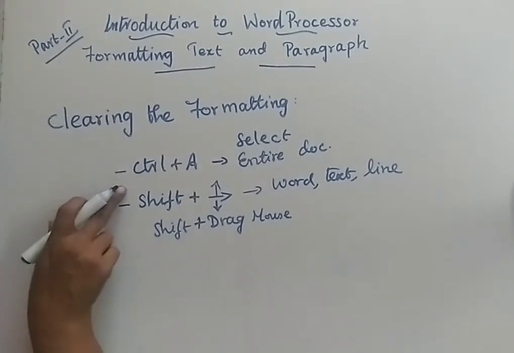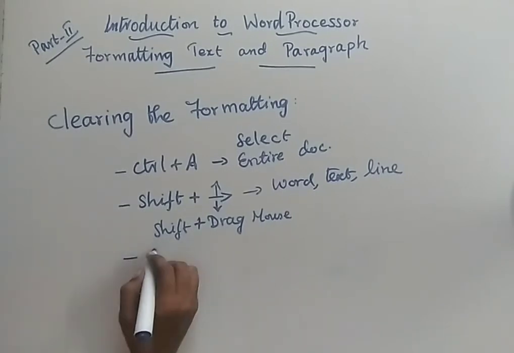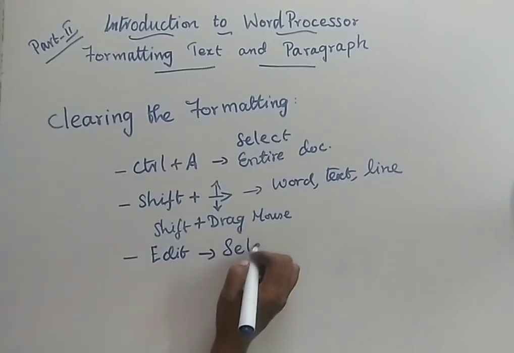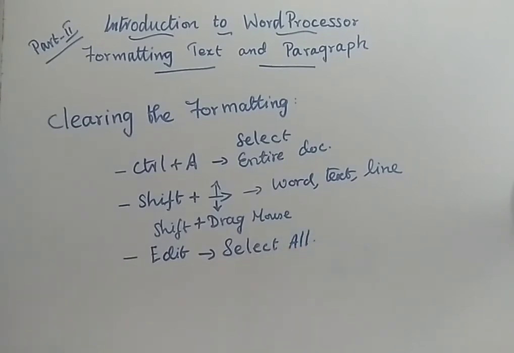Okay? Otherwise, if you people are willing to select the whole document, that is your entire document, you have to click Control plus A. Otherwise, in the menu also you have an option to select, that is Edit, Select All. So these are the ways how you people can select a document or a word or a text or a line.